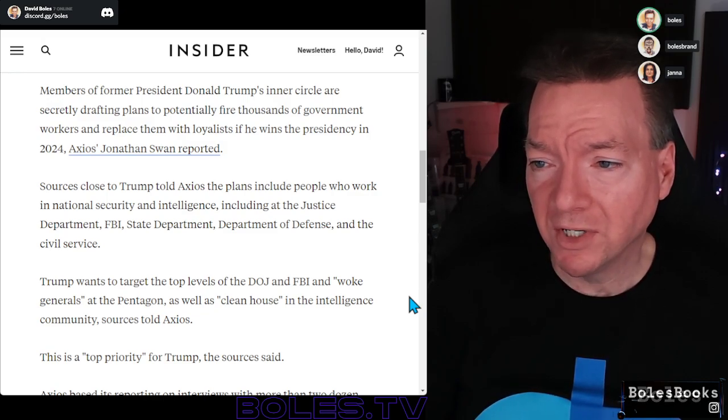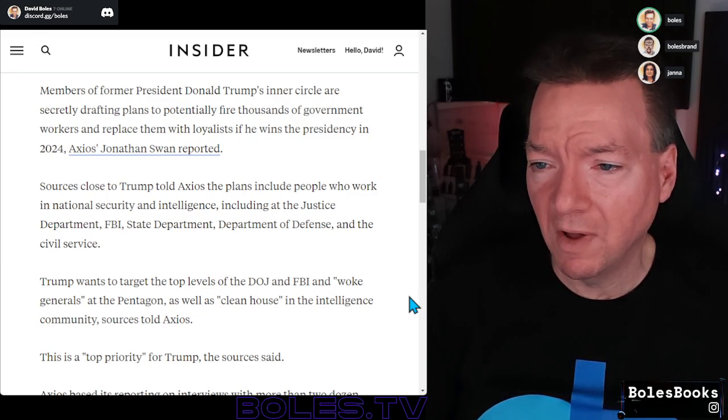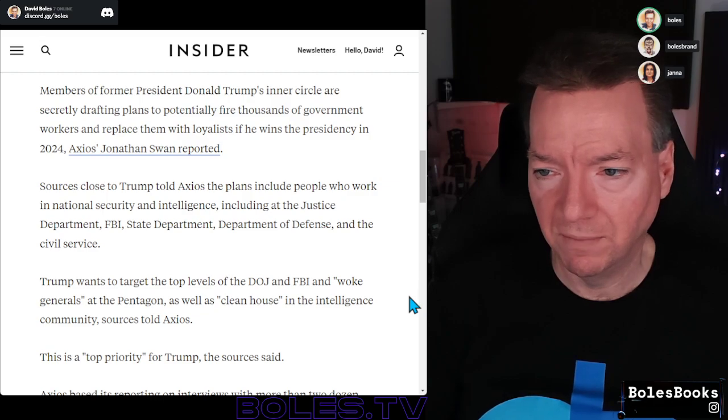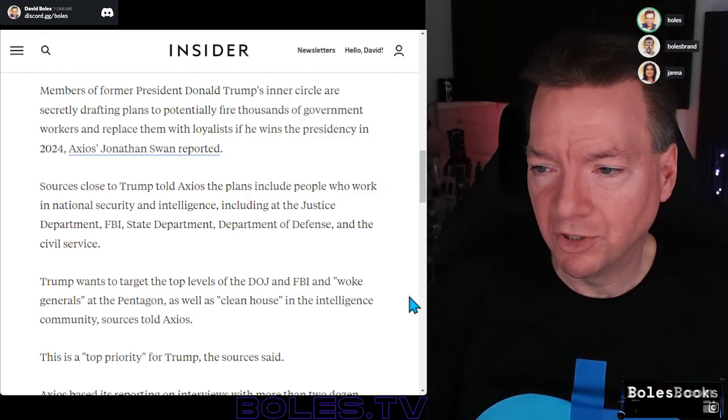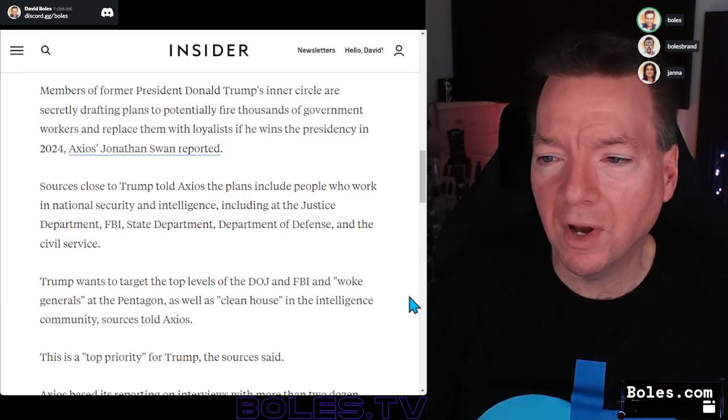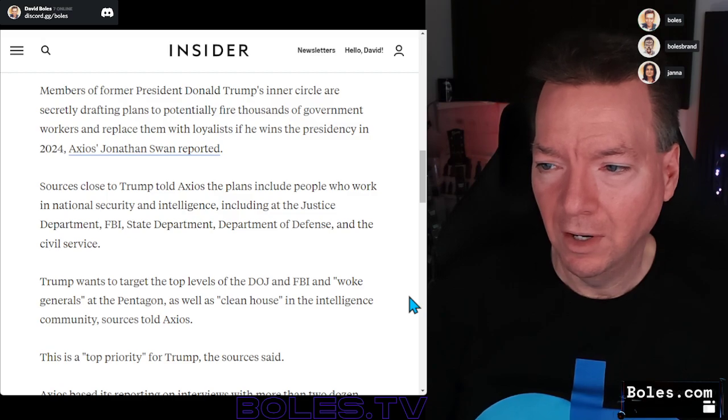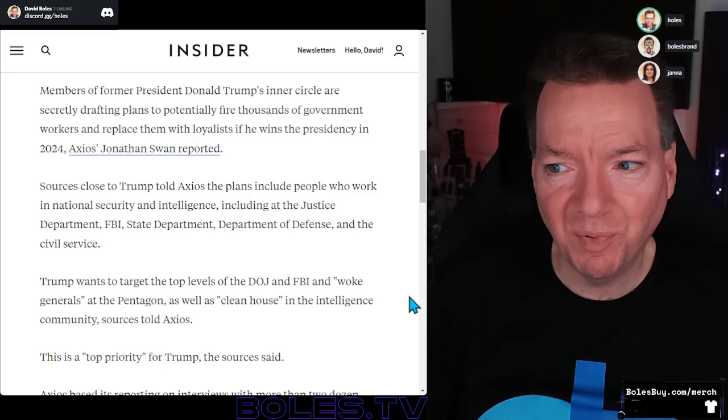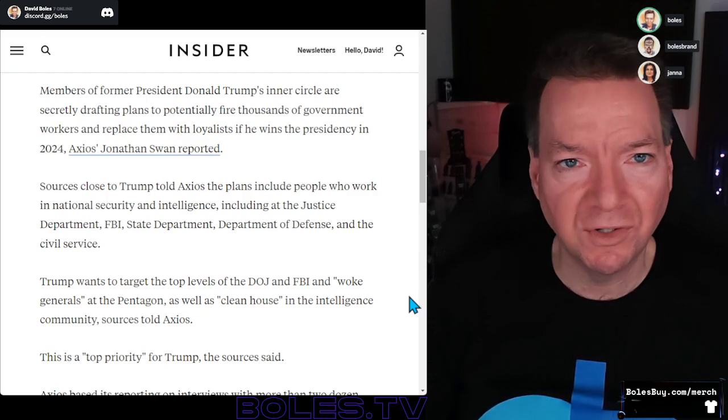Members of former President Donald Trump's inner circle are secretly drafting plans to fire thousands of government workers and replace them with loyalists. Sources close to Trump told Axios the plan includes people who work in national security and intelligence, including the Justice Department, FBI, State Department, Department of Defense, and the Civil Service.